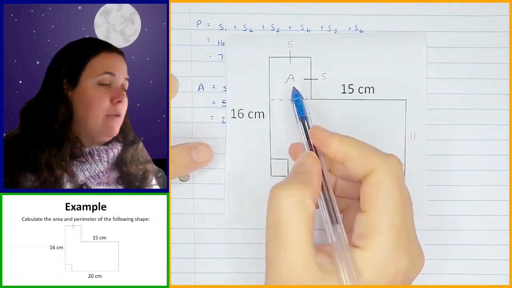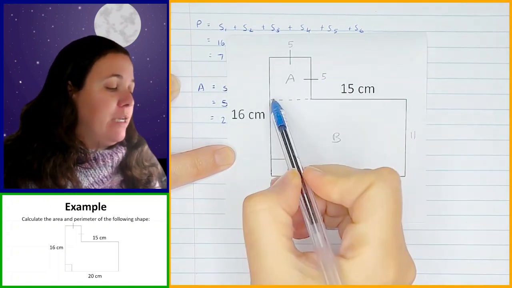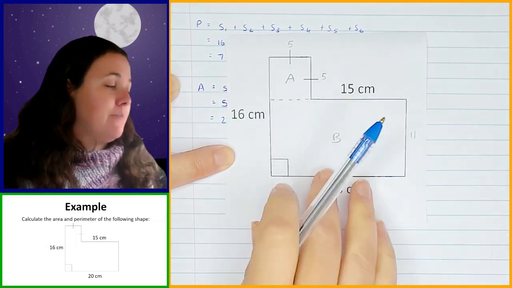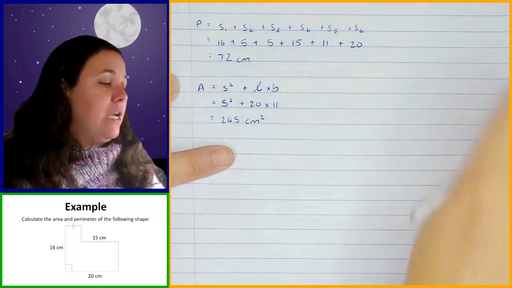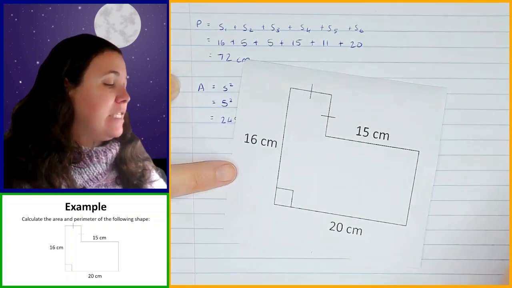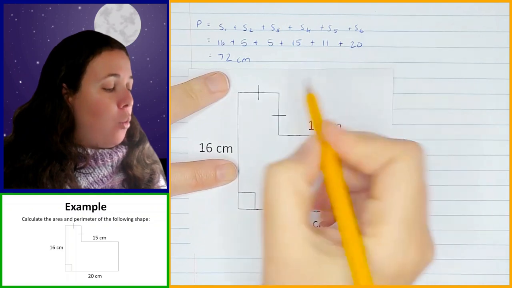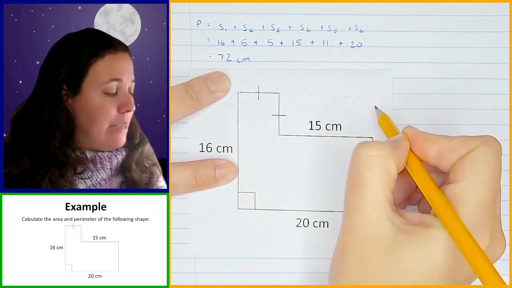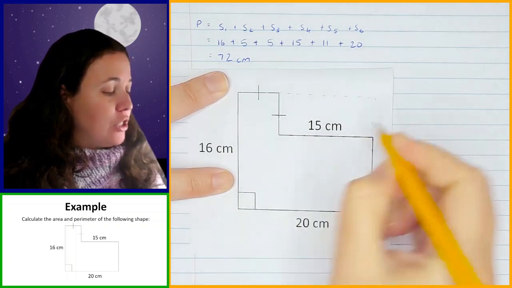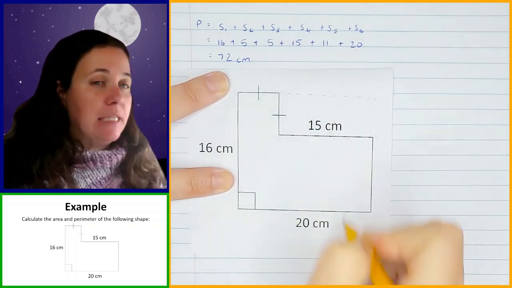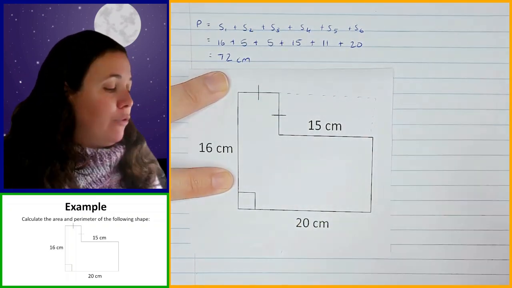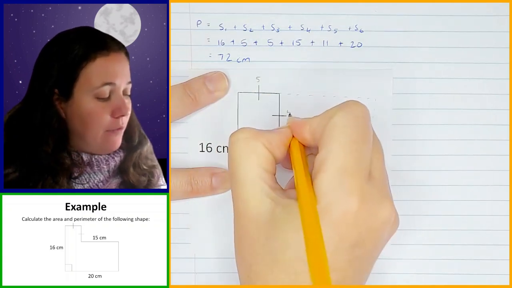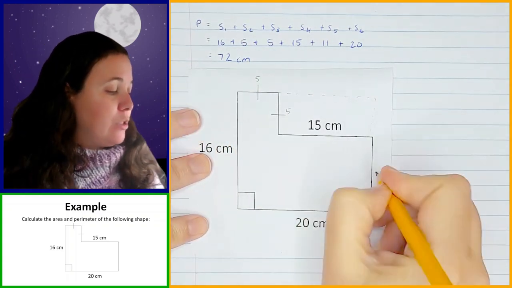That is where I take my shape and I split it up into two pieces and I add those two pieces. The other option, another way of doing it, is to take the shape and say, what was it before this piece over here was cut out? It was a bigger rectangle like that. So this is a 16 by 20 centimeter rectangle. Now I already worked out this was 5 and 5, okay? And this was 11 over there.